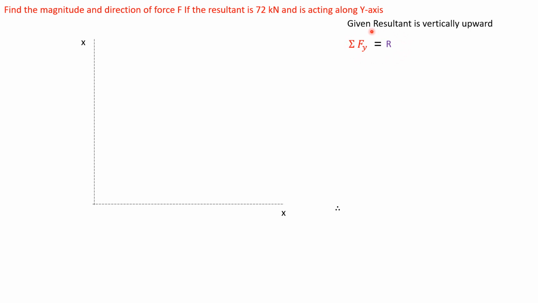So, the resultant is along the y-axis, so it will be equal to summation Fy. Therefore, summation Fx equals 0. Since the resultant is along the y-axis, summation Fx component will be equal to 0, and summation Fy value will be equal to the resultant R, which is given as 72 kilonewtons.